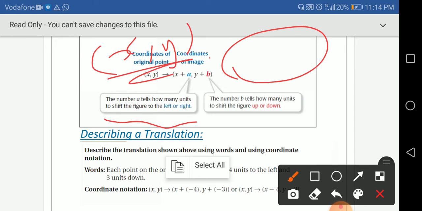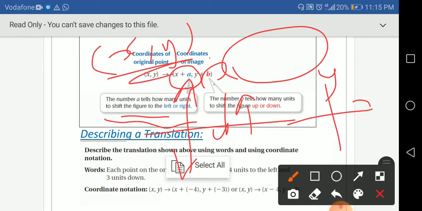This means that if I have this verbal translation, x plus a, then a tells us how many units to shift the figure left or right. If it's positive, it will be to the right. If it's negative, it will be to the left. And for y plus b, the number b tells how many units to shift up and down, because b goes with the y-axis. As you know, this is the y-axis and this is the x-axis. The x-axis is positive to the right, negative to the left. The y-axis is positive up and negative down.